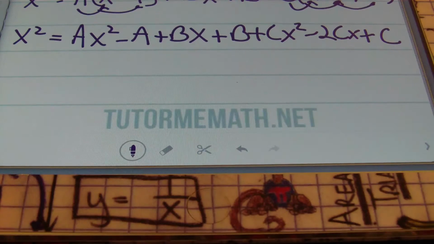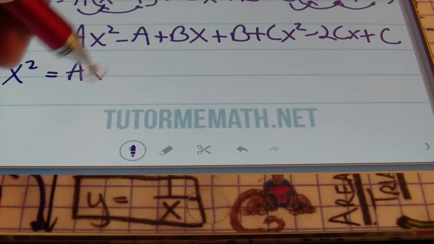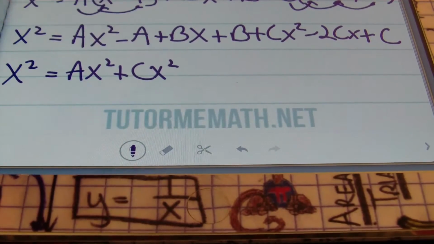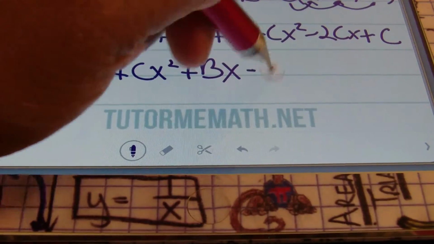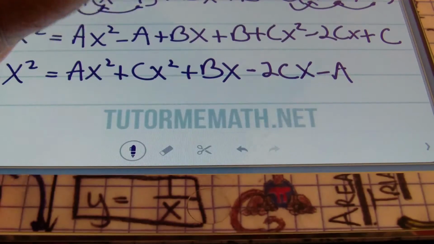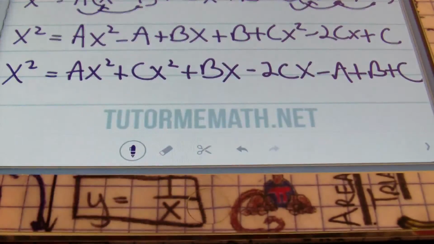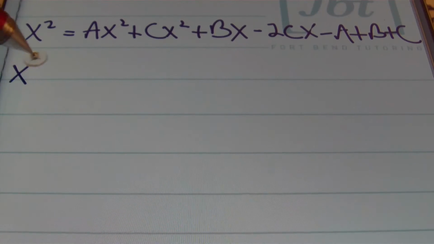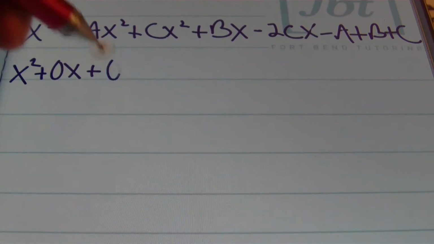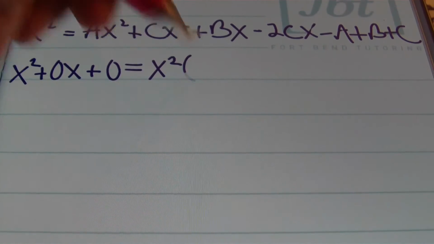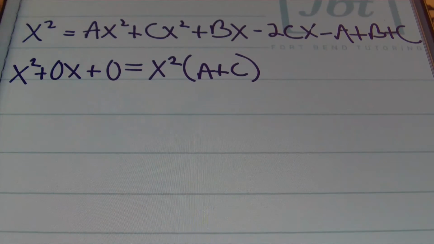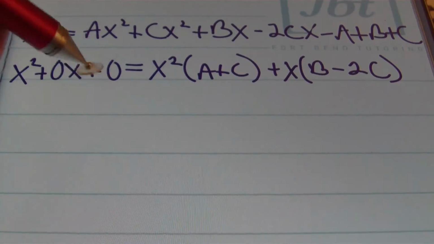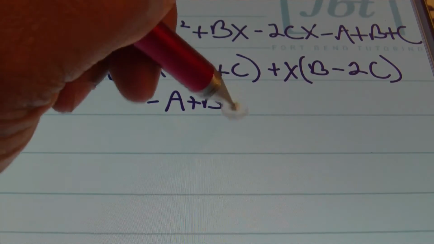Once again, you want to group your like terms together, so that's exactly what I'll do. I'll be bringing down this x squared, which equals ax squared plus cx squared. I'll then have bx minus 2cx. Then I also have negative a plus b plus c. All right, so I'm going to show all my terms now. I have x squared plus 0x plus 0 equals, factoring out x squared from the first two terms, you'll have (a plus c). Then I'll be able to factor out an x from the next two terms, which leaves me with (b minus 2c). And then finally I have this (minus a plus b plus c).